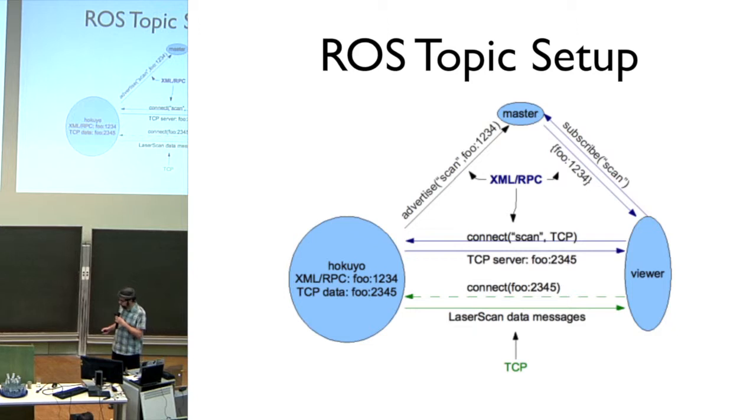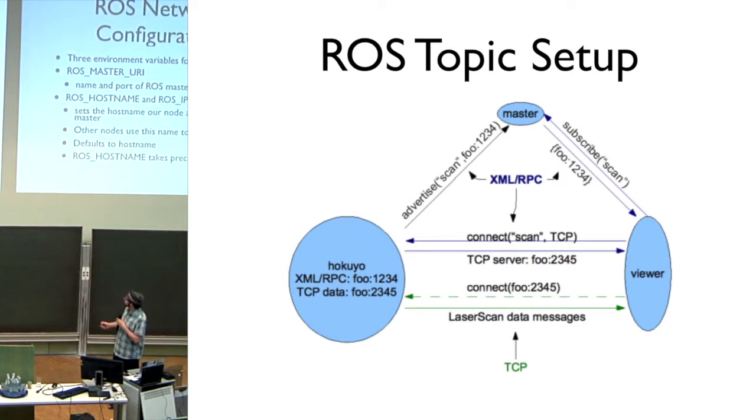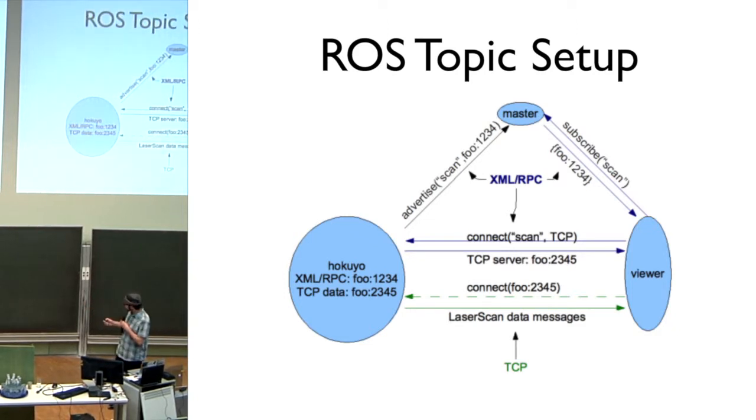So in your ROS network setup, you've got some publisher node over here. When you set up your publisher, it calls up the ROS master and says, hey, I'm advertising this topic scan, and my XML RPC address for my internal XML RPC server is at this host name and this port number. And that's all you do when you set up a publisher.